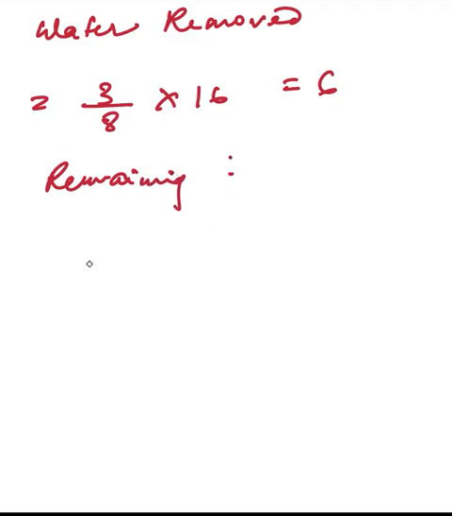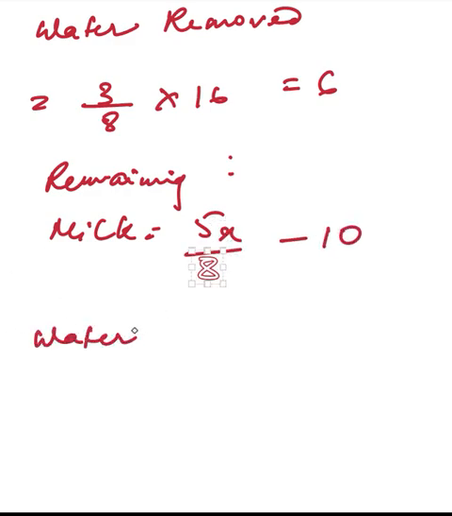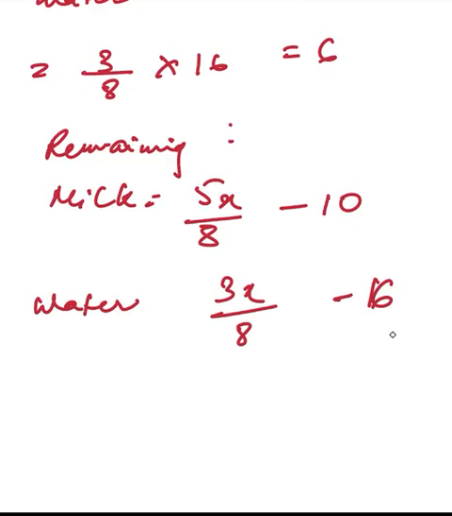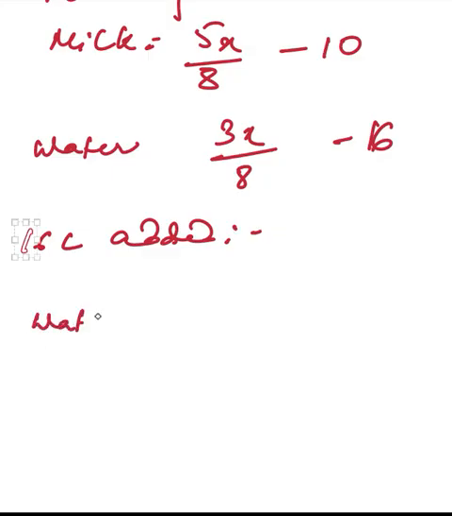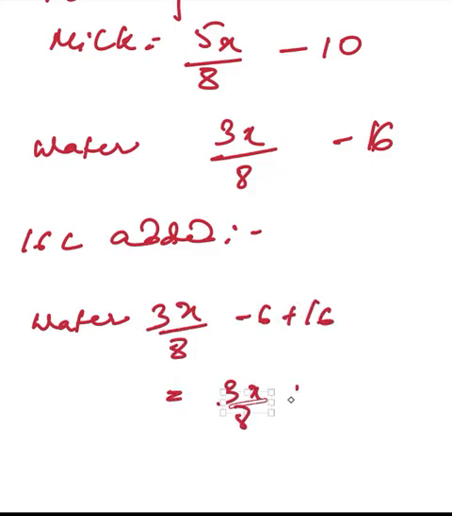Remaining portions are milk 5x/8 minus 10, and water 3x/8 minus 6. Okay, so water will be over here, we can write. So now 16 liters added, so water will be 3x/8 minus 6 plus 16, and milk will be 5x/8 minus 10.